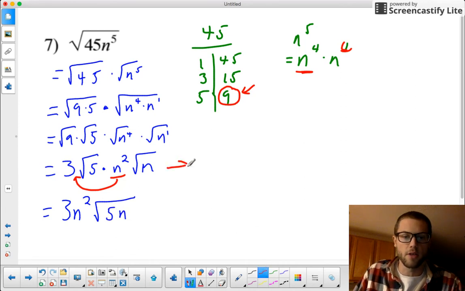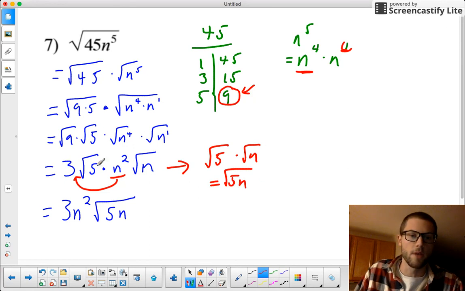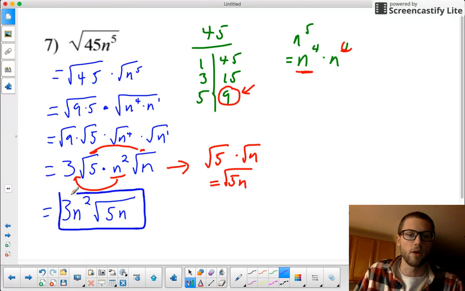And if I lost you there, remember, the square root of 5 times the square root of n is equal to the square root of 5n, using that product property. So I just took this, and I took this, and I multiplied them together. My final answer here then is 3n squared times the square root of 5n.